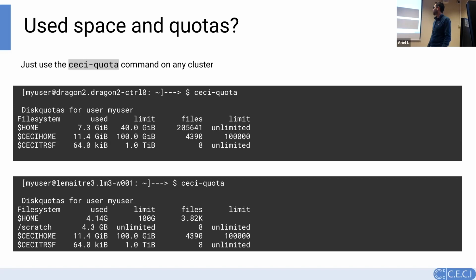On some, especially for the common storage, it can be an issue. So there's also, in some file systems, a limit on the amount of files. Here it will show you how many files you have on CECI home, and which limit there is. So remember that you can go over quota not only on the amount of space used, but sometimes on the amount of files that you have.